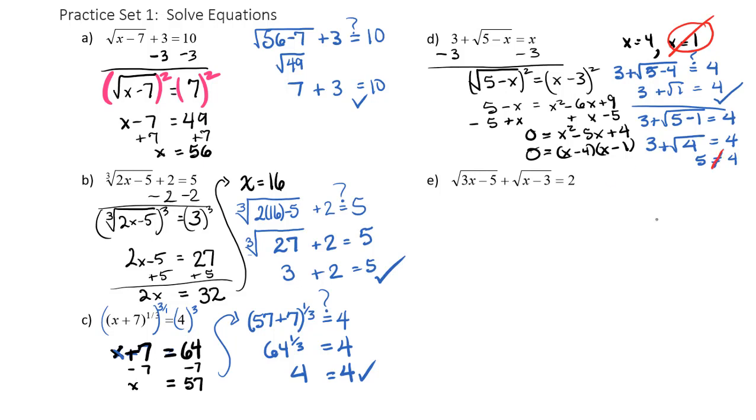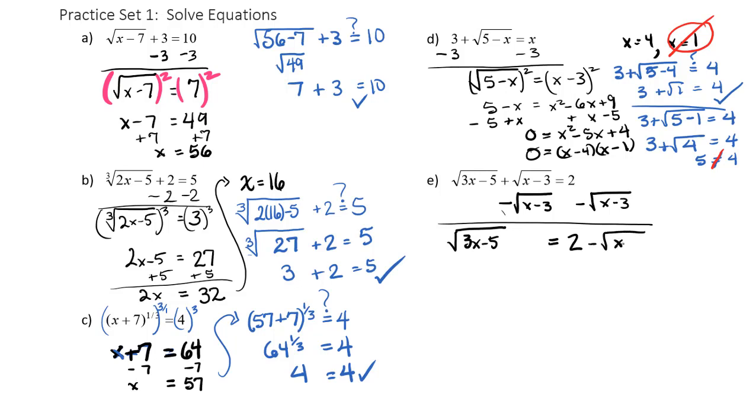Now let's take a look at the last one. We have two radicals in this example. We need to isolate a radical, which means we're going to have to bring one of those radicals to the other side. Subtract root x minus 3 from both sides. Now I get the square root of 3x minus 5 equals 2 minus the square root of x minus 3.